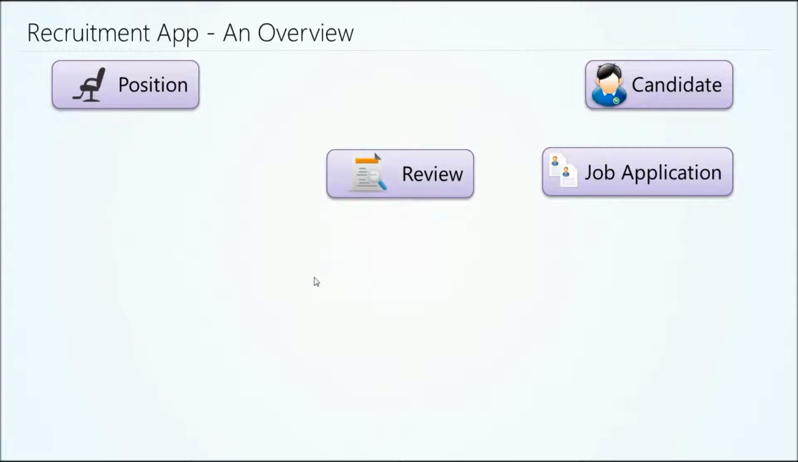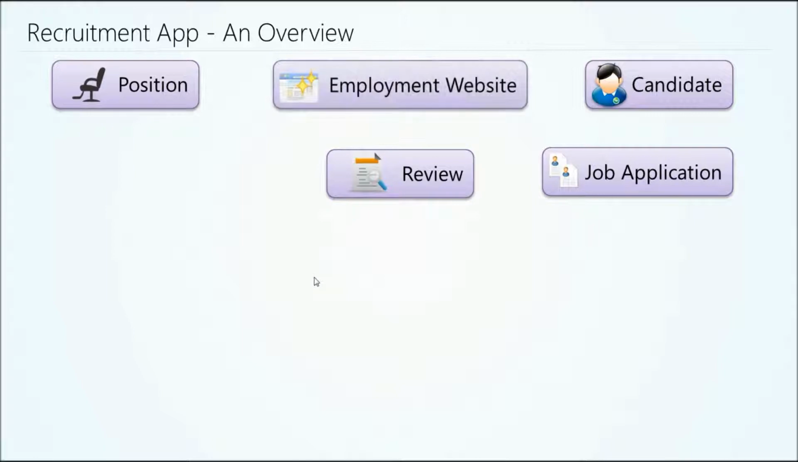Next is review. The reviews about a candidate are stored in a review table. Another table is employment website. These are the agencies such as Naukri and Monster.com, which help the organization to get more candidates. The website details are stored in this table. Next is job posting. This is used to map which websites posted which positions.